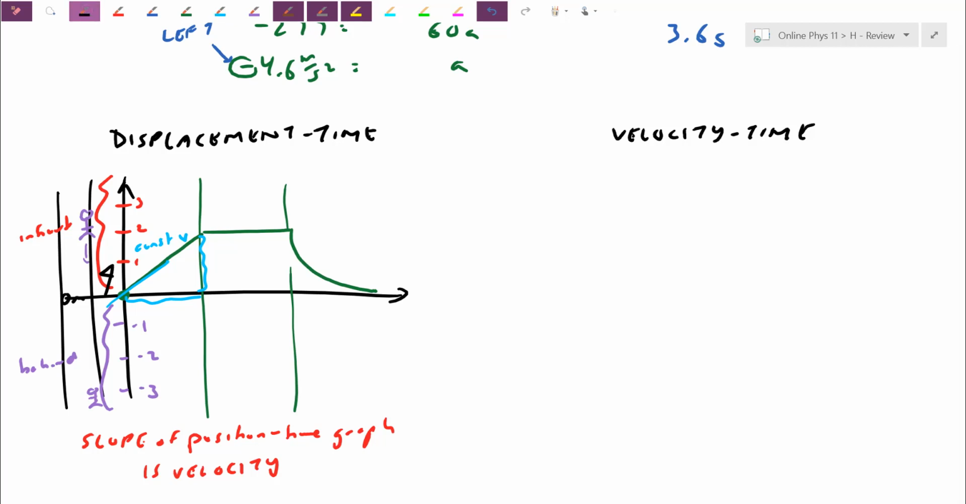What's he doing in the middle? Well, during this time he's standing at 2. A little bit later, he's standing at 2. A little bit later, he's standing at 2. He's just standing there. This implies that he's at rest. His velocity is 0.